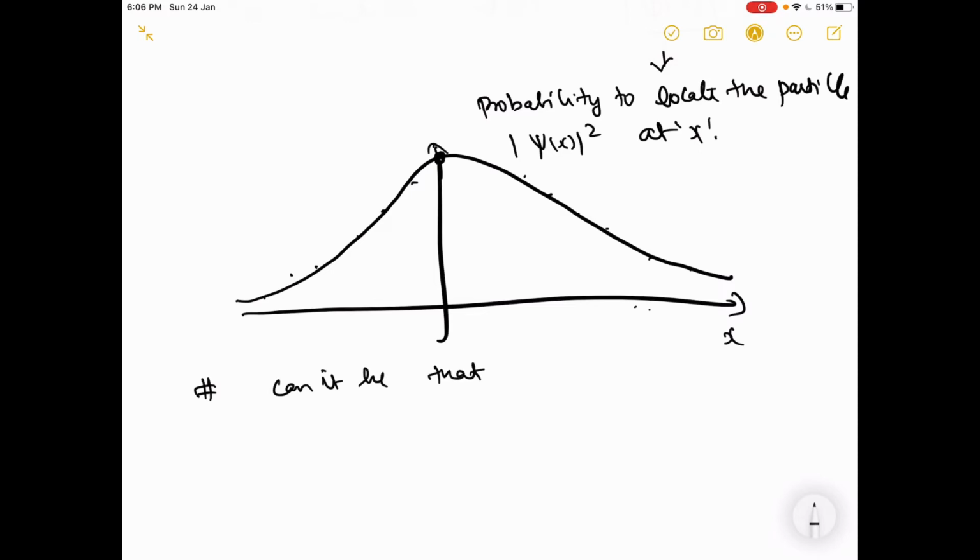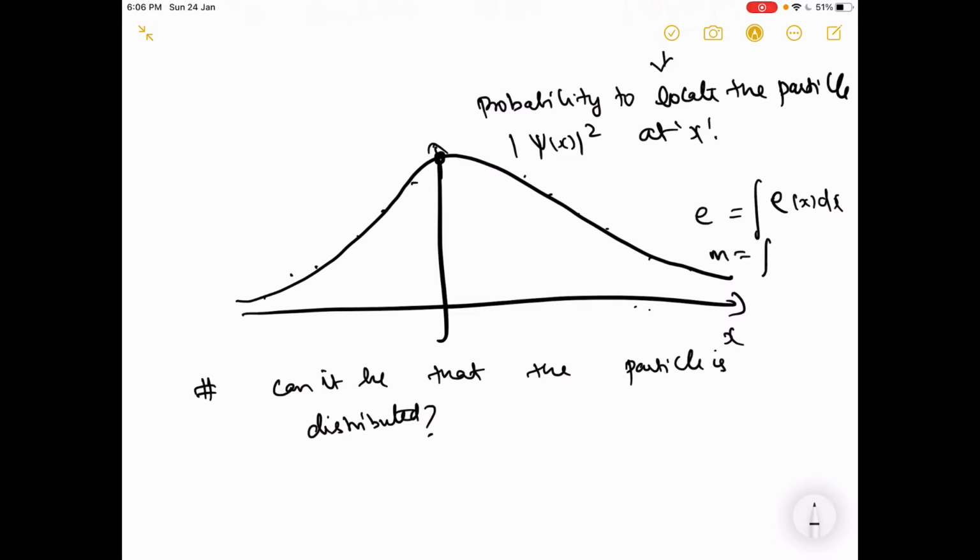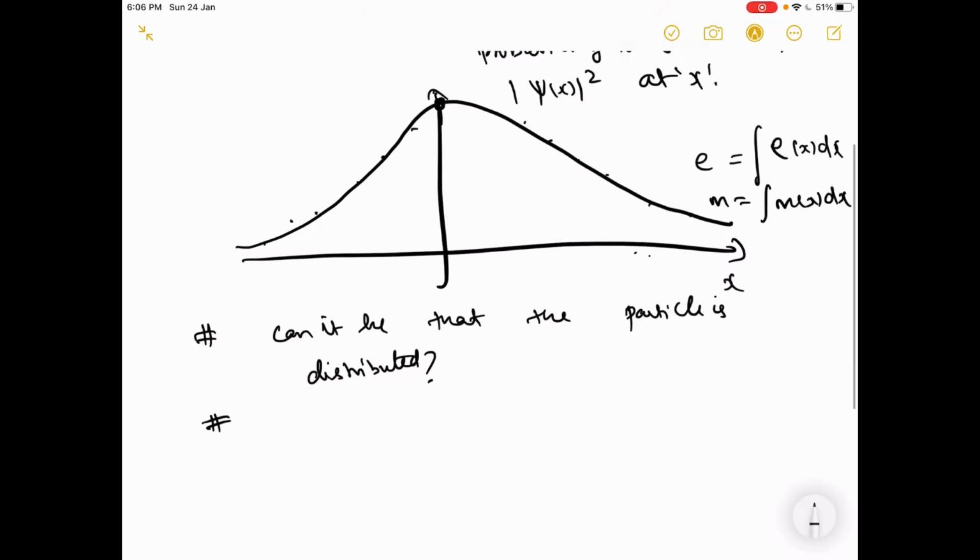The first one is, let's say if it's an electron which has a charge and the mass, can it be that the particle is distributed, in the sense that, let's say you have something of charge E. Can E be distributed in this fashion such that the integral of E of x dx finally gives you the total E, the charge? Similarly, the mass can be written in this fashion. Is this true?